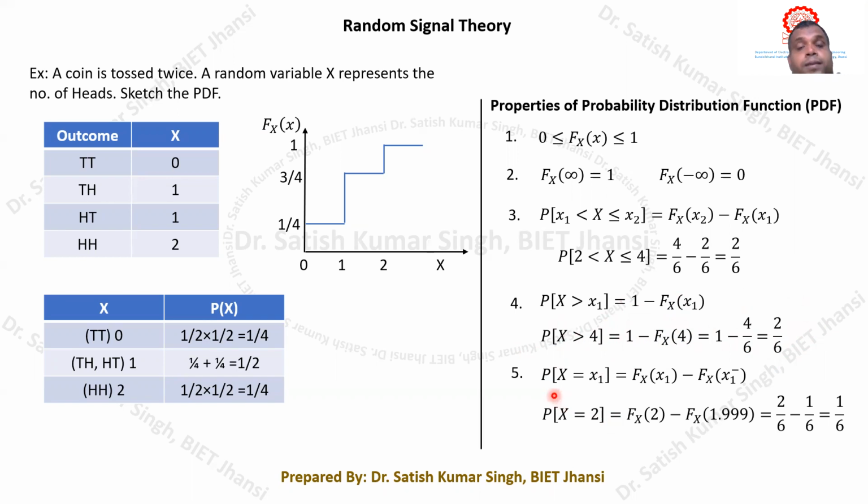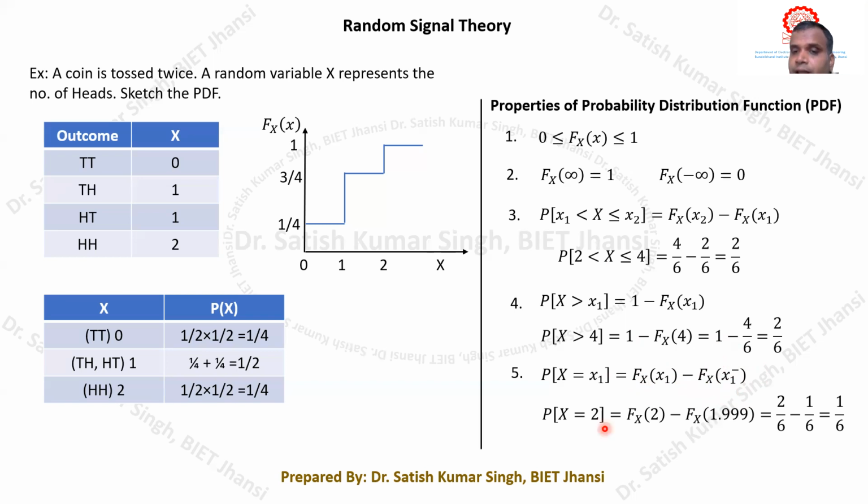Similarly, if we want to calculate the probability that a random variable x is exactly equal to x1, how can we calculate this? First we have to calculate the probability that x is less than or equal to x1, then minus the probability that x is less than or equal to x1 minus. What does this x1 minus represent? It represents a small decremental value in the random variable x.